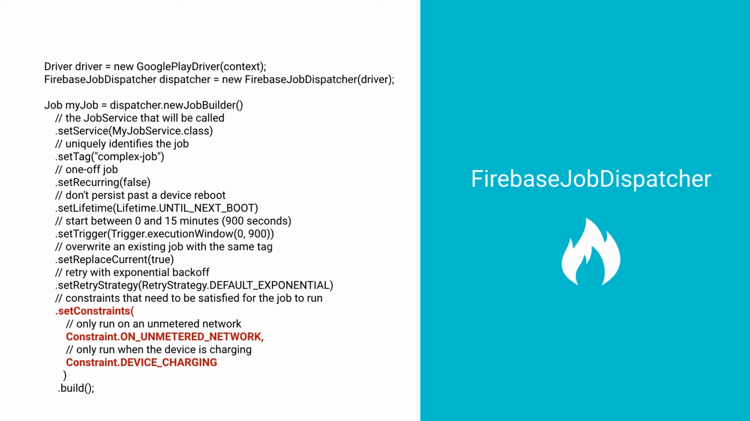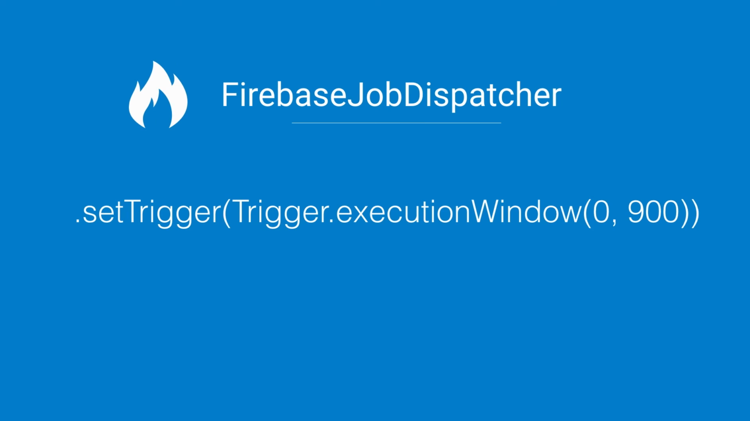Taking a closer look at the timing, we see that we can set when the job executes by using the setTrigger method and passing in an execution window. The times supplied here are in seconds. The first time is how long from when the job is scheduled, at minimum, before the job service executes, and the second time is the maximum time before it executes. The second time must be greater than the first. This all assumes that all the other constraints are met.